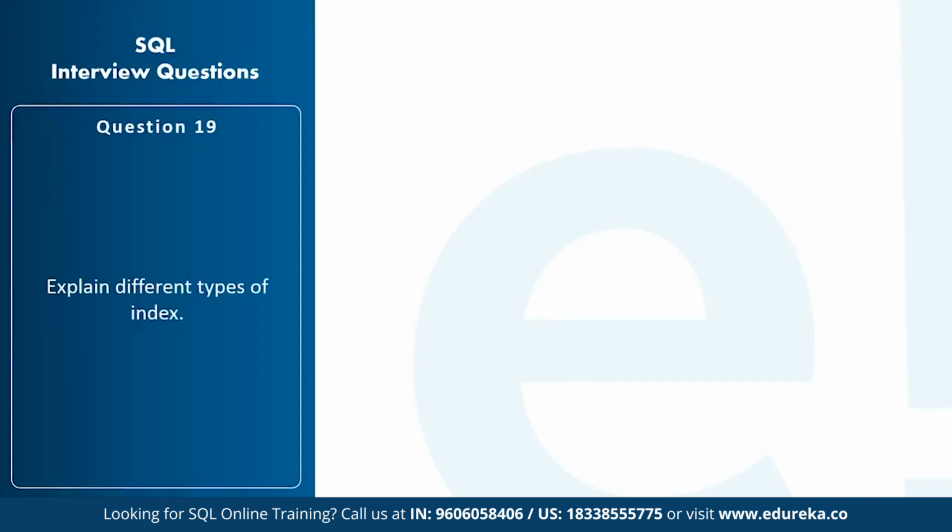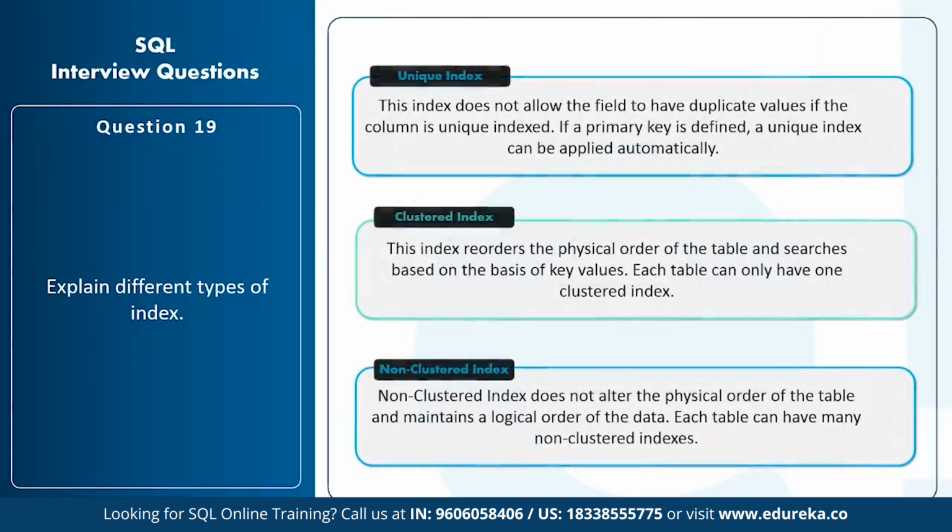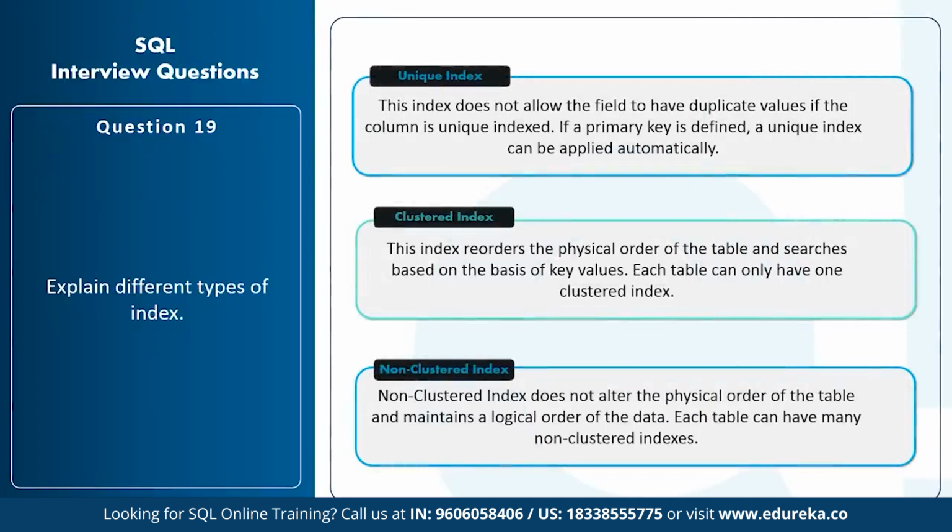Now let's move forward to the different types of indexes. I've already explained two types of indexes, that is the clustered and the non-clustered index. But yes, let's understand both of them again and also an additional index, that is the unique index. So mainly there are three types of indexes that are used: the unique index, the clustered index, and the non-clustered index. The unique index basically does not allow the field to have duplicate values if the column is unique indexed. So if a primary key is defined, a unique index can be applied automatically. The unique index is mainly used when you do not want any duplicate values to be present in the column.